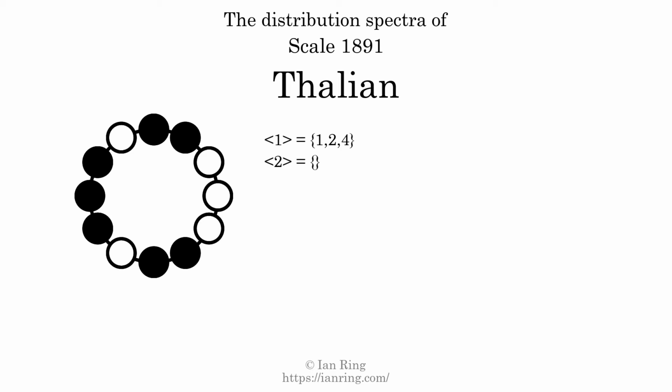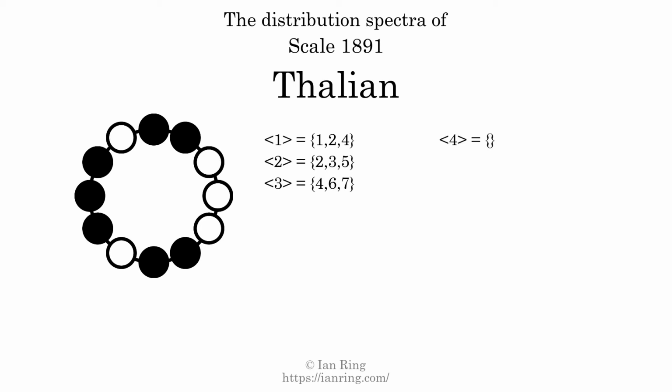The generic interval of 2 scale steps comes in 3 different specific interval sizes. 2 semitones, 3 semitones, and 5 semitones. The spectrum width of this generic interval is 3. The generic interval of 3 scale steps comes in 3 different specific interval sizes. 4 semitones, 6 semitones, and 7 semitones. The spectrum width of this generic interval is 3.